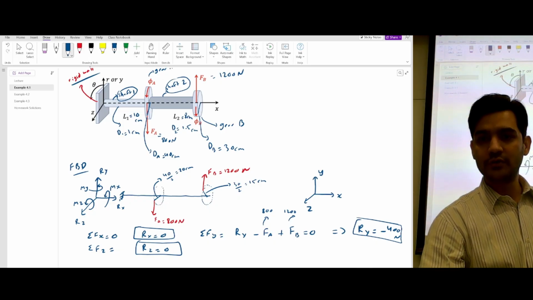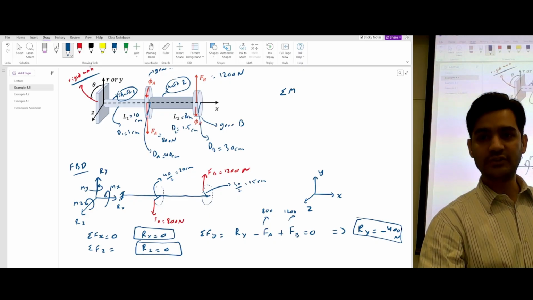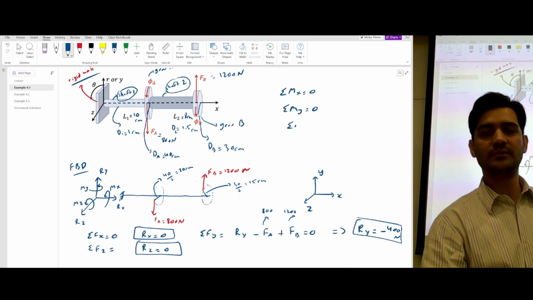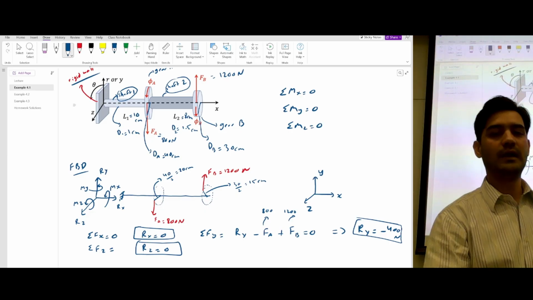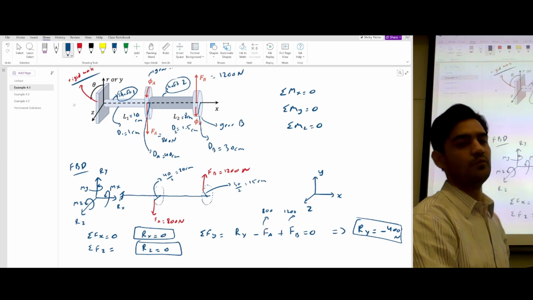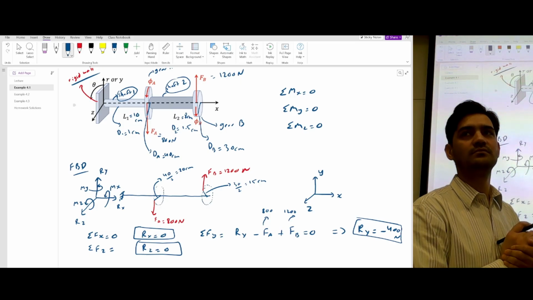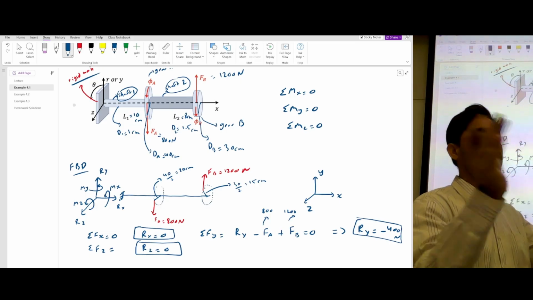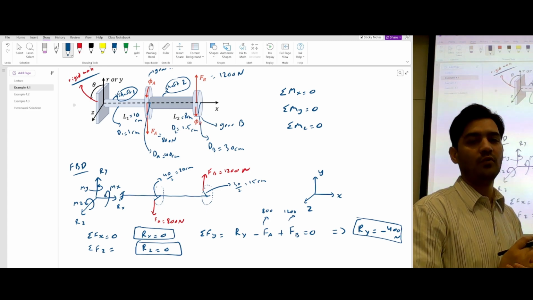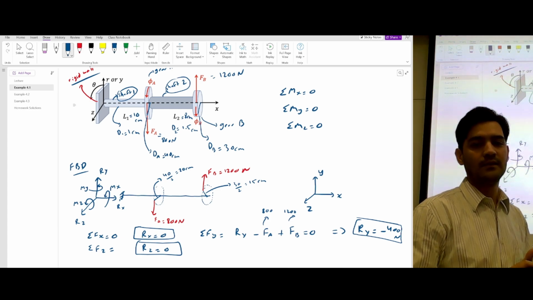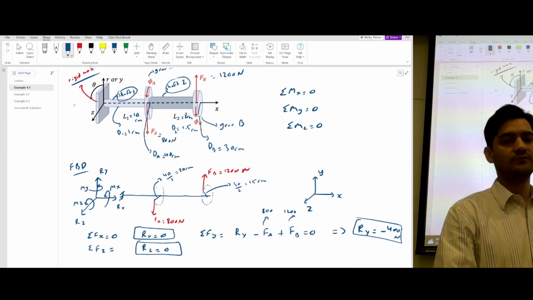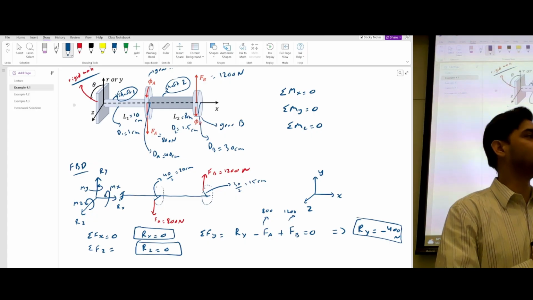So what I want you guys to do is summation of moment along x is equal to 0, summation of moment along y is equal to 0, summation of moment along z is equal to 0, and give me the values for moment along x-axis, moment along y-axis, and moment along z-axis. You can try it and let me know what values you are getting for the moments along x, y, and z.